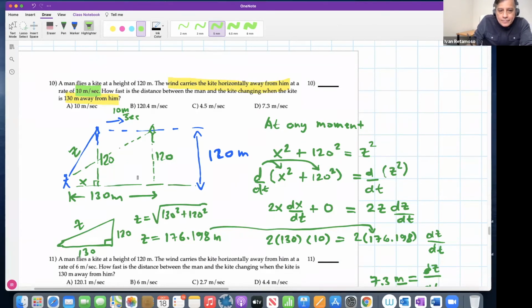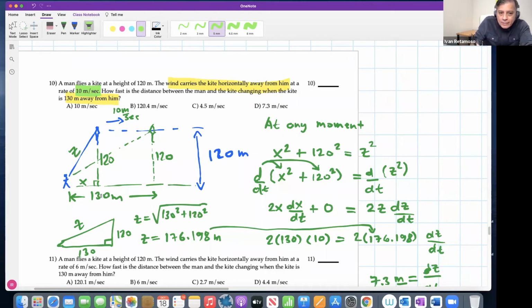Yeah, I know. The kite is moving at that rate, right? But compared to this distance, the only difference is a constant. The difference of this part, this initial distance, the derivative will be 0. So that's why I took it directly from there.